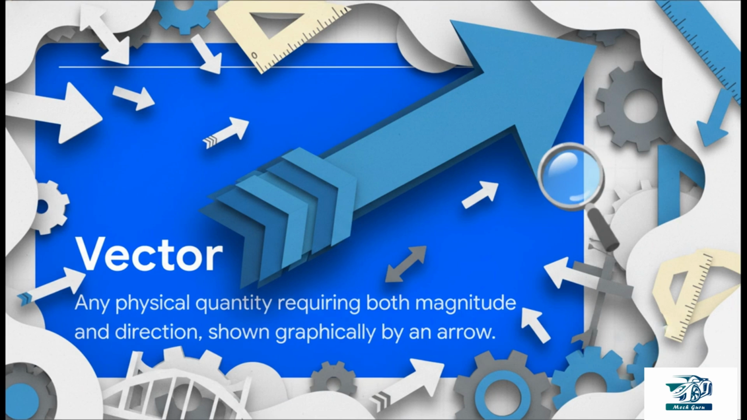This is exactly why we use an arrow to represent a vector. It's the perfect visual, right? The length of that arrow tells you its magnitude, how strong the force is. And the direction it's pointing, well, that tells you its direction. It's simple, it's elegant, and it is unbelievably powerful.